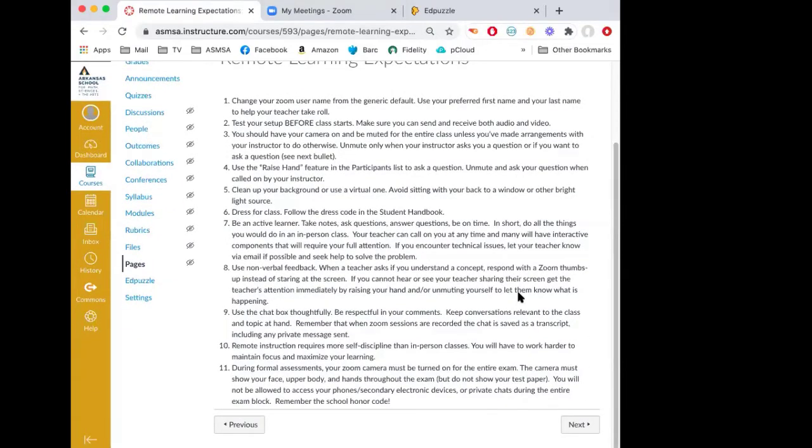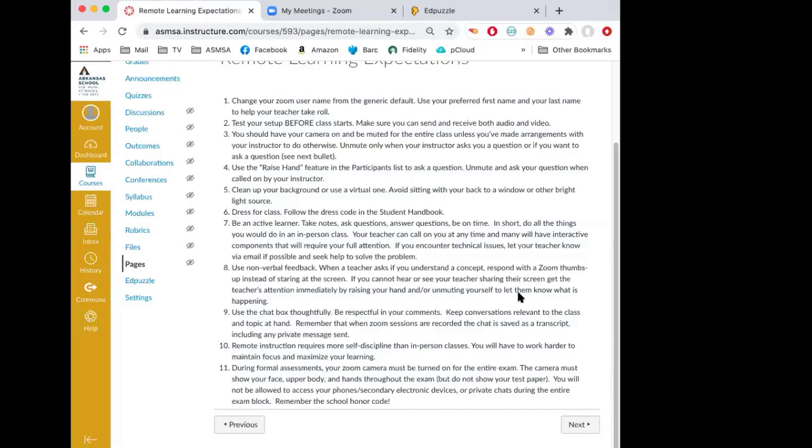Speaking of the chat box, make sure you use it thoughtfully. I want you to use it. I want you to make comments, but be respectful in your comments and make sure that your conversations apply to the class. So you're asking me questions or getting clarification on what we're talking about in the class.